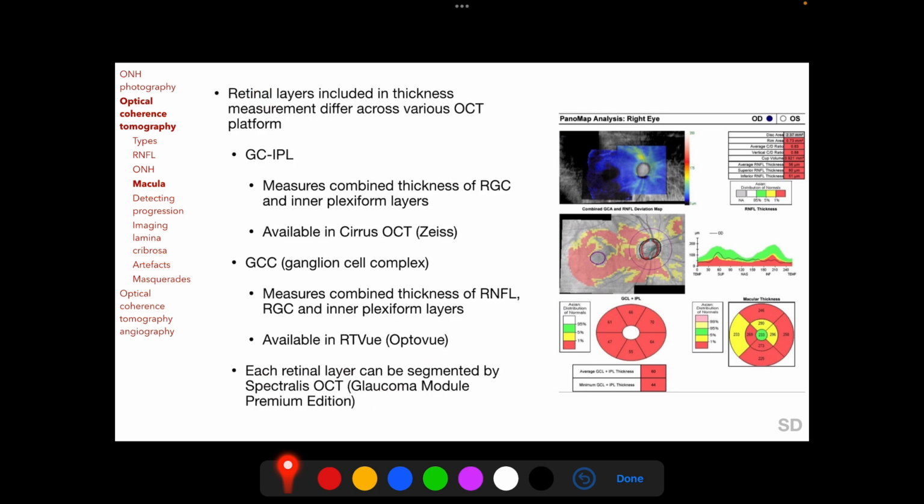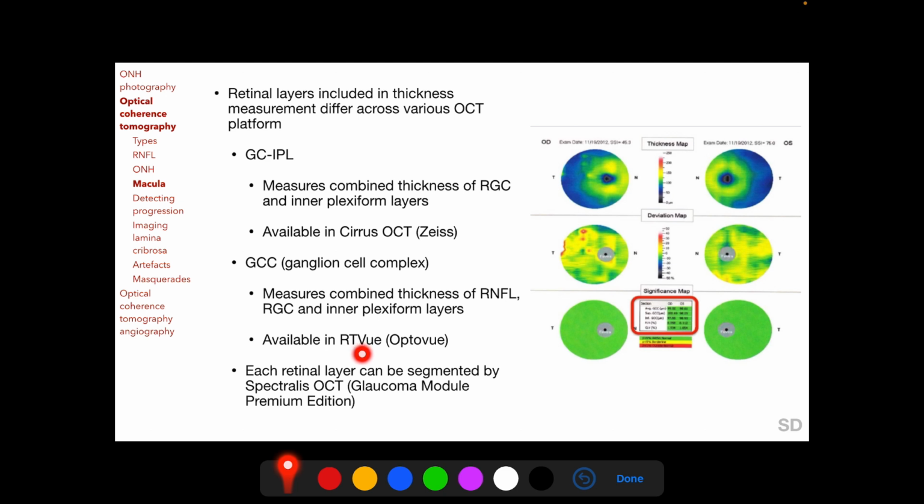The retinal layers included in thickness measurements in macular analysis of glaucoma differ across various OCT platforms. The GCIPL thickness is reported in Cirrus OCT from Zeiss, and it measures the combined thickness of the retinal ganglion cell and the inner plexiform layers as shown here in this figure. This figure shows a composite macular and RNFL analysis, and deviation from normative data is represented in this figure. This figure represents the line plot for RNFL, and this plot represents the GCIPL thickness in sectors.